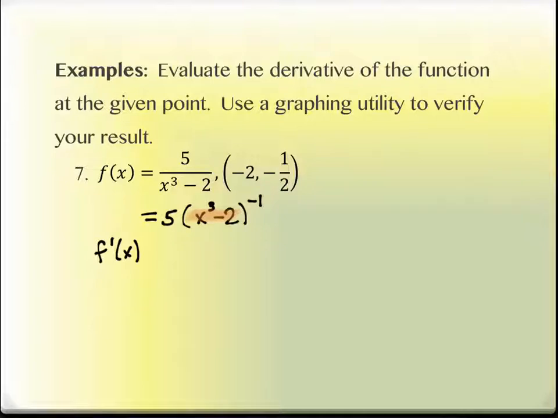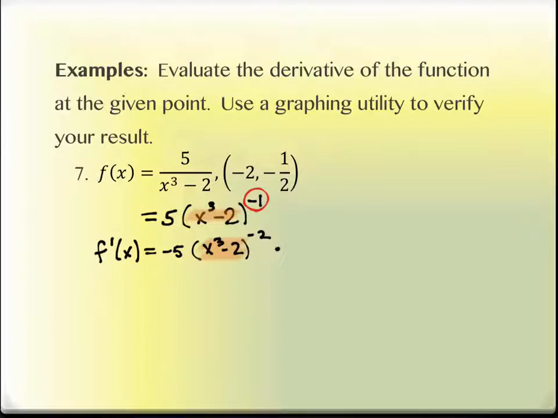Yep, x cubed minus 2. So that means that the outside part must be the negative 1. So what do I do with the outside portion to get its derivative of the outside? Bring the negative 1 down, so it's going to make it a negative 5. And what will the new exponent be? -2. And then the inside stays the same, x cubed minus 2.